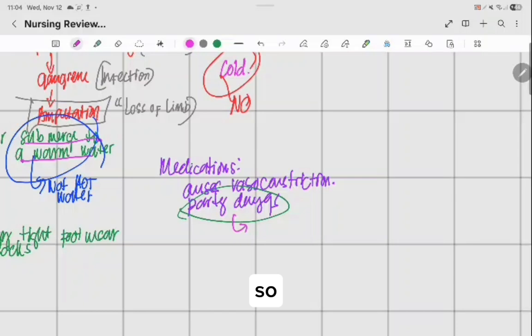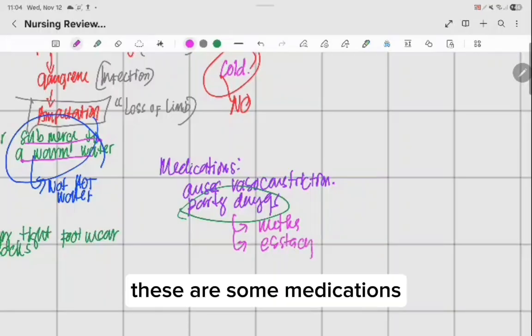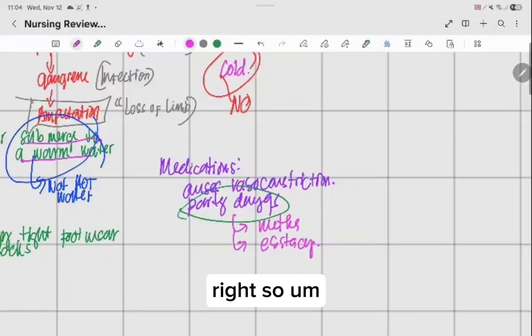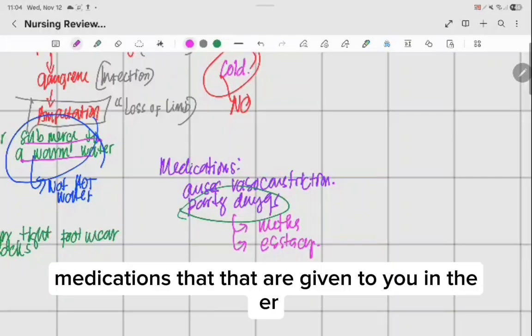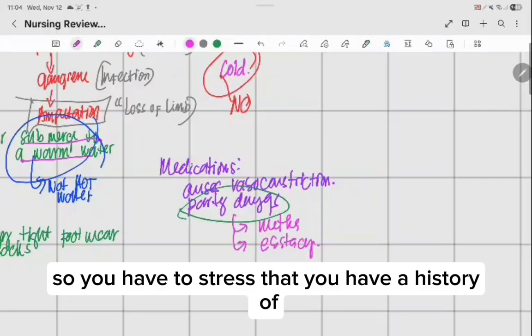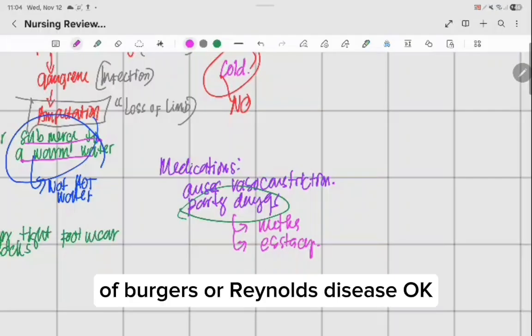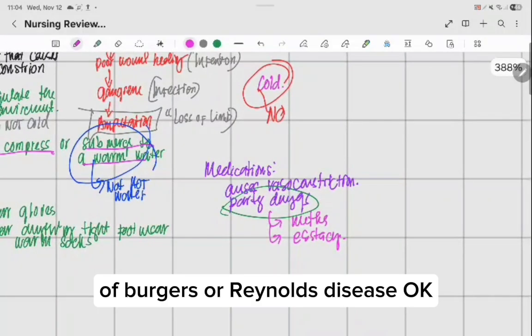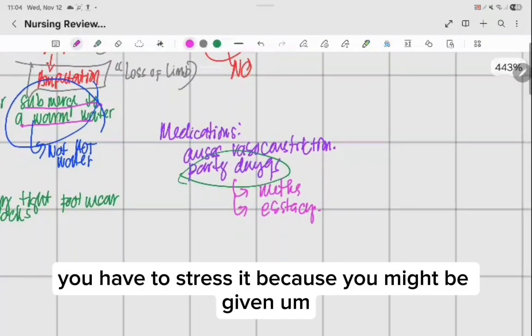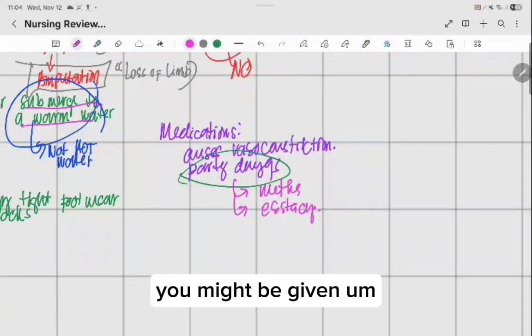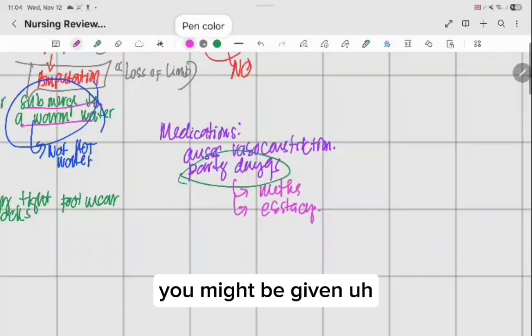Okay, so meths, ecstasy, these are party drugs, right? So also medications that are given to you in the ER. So you have to stress that you have a history of Buerger's or Raynaud's disease. Okay, you have to stress it because you might be given vasoconstrictors.